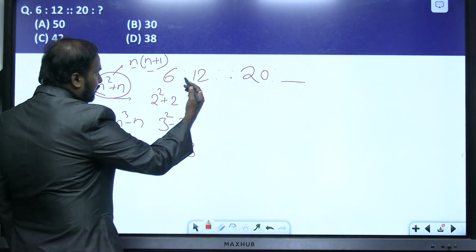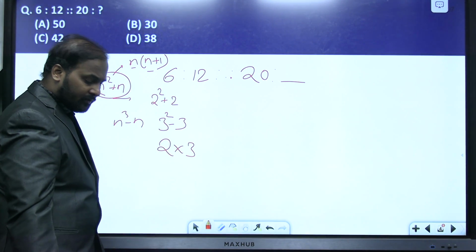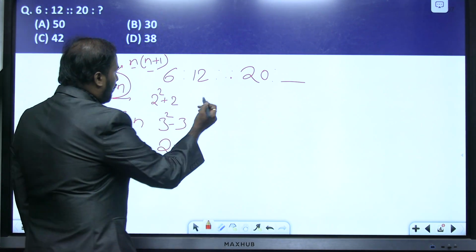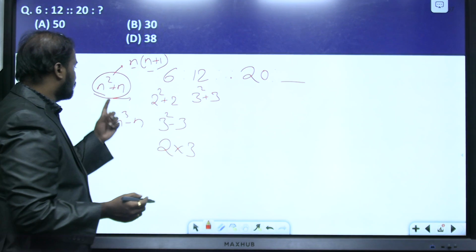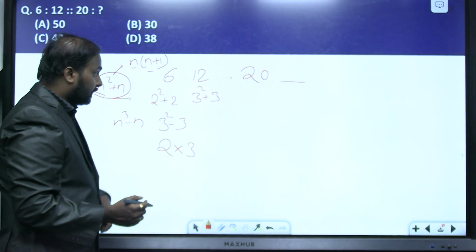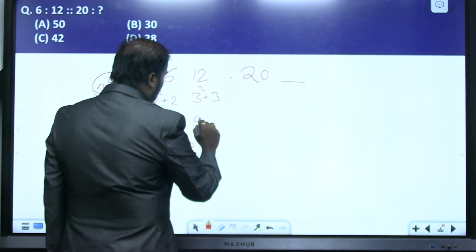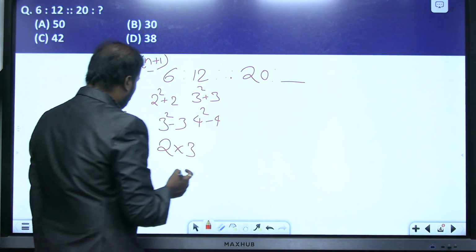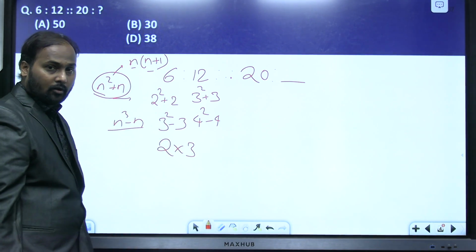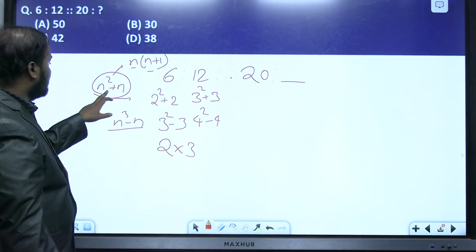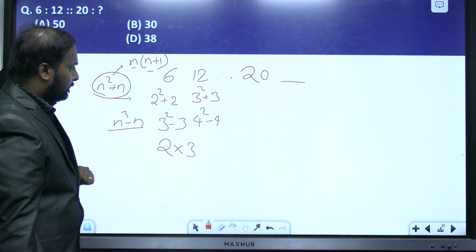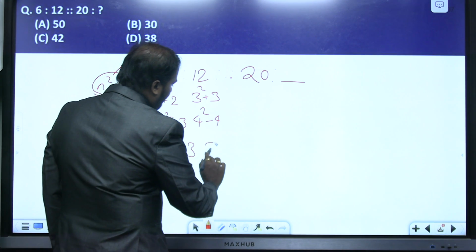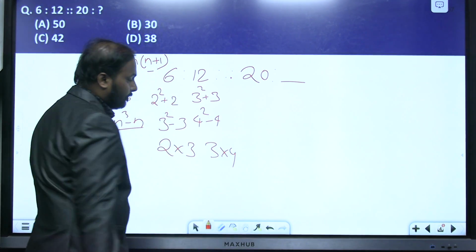Similarly, if you take 12, is 12 a value near a square? Yes. How can I write it? I can write 3 square plus 3, that is n square plus n format, or I can write 4 square minus 4, that is n cube minus n format, or as it is in the format of n square plus n, I can write n into n plus 1. So that is the reason I can write 3 into 4.